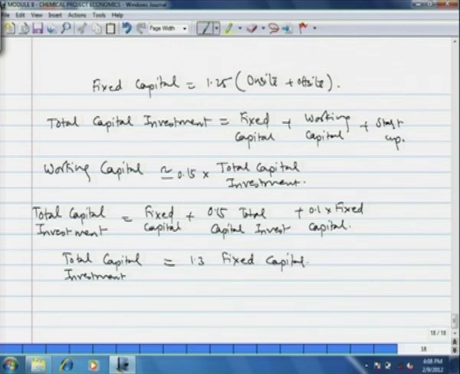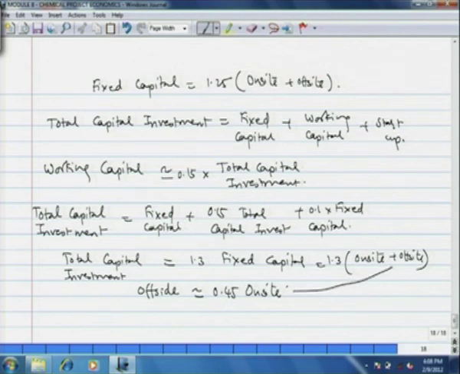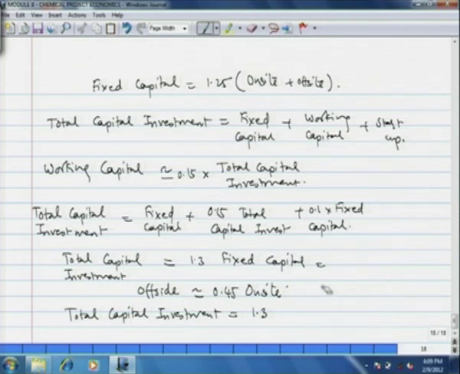But fixed capital itself is the sum of on-site and off-site cost, with the assumption that we made a few minutes ago, that off-site costs are typically 0.45 times on-site cost. If you substitute this here, then you get a very simple formula for total capital investment, that is equal to 1.3. Oh, here we have to multiply by a factor, 1.25, that I missed out. Please make this correction. Fixed capital is 1.25 times on-site and off-site cost. Please make this correction.